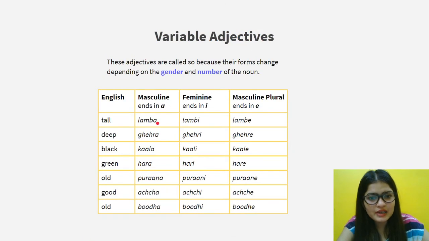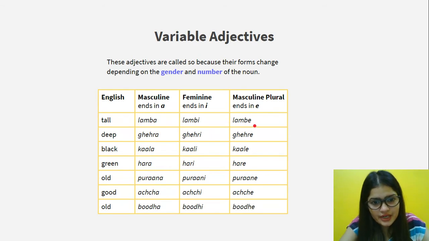If you remember from level 2, what do we add? The A sound. However, for the feminine, we were adding the E sound: lambi. Masculine plural, the short E sound: lambe. Alright? Deep: gehra, masculine; gehri, feminine; gehre, masculine plural.